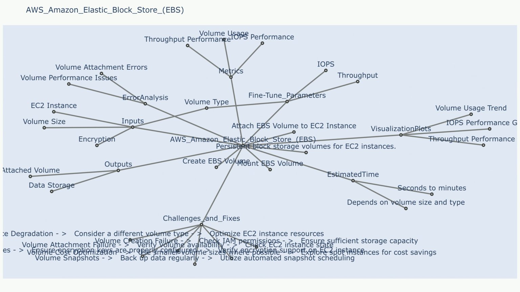Volume attachment and detachment. Purpose: to connect the EBS volume to an EC2 instance and subsequently disconnect it when no longer needed. Explanation: attaching an EBS volume to an EC2 instance makes the volume accessible to the instance's operating system and applications. Detachment removes the connection, but does not delete the volume itself.